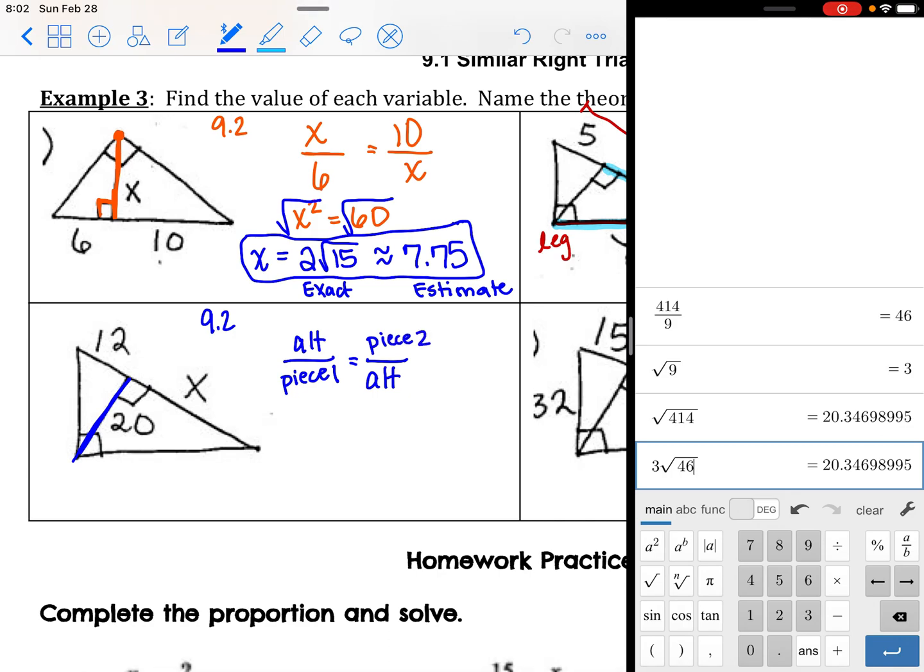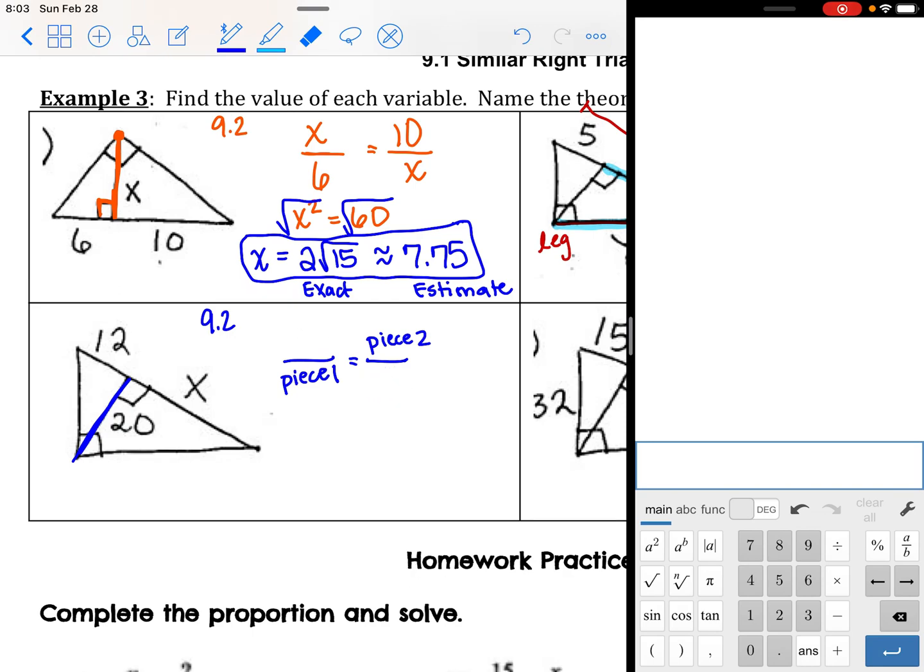All right, so in this one, our variable is not the altitude. So instead, we're just going to put in piece by piece. The altitude measurement is 20. So I'm going to put that at the top of one and at the bottom of another one. Then I'm going to put my two pieces in the other spot. So piece 1, I'm going to say is the 12, and piece 2 will be the x.